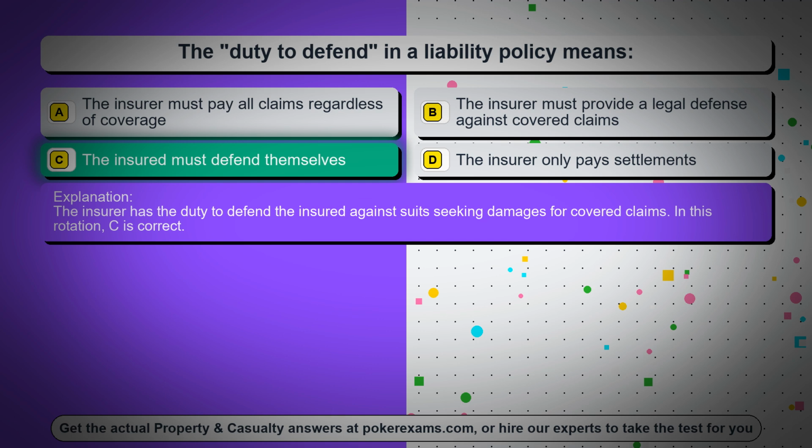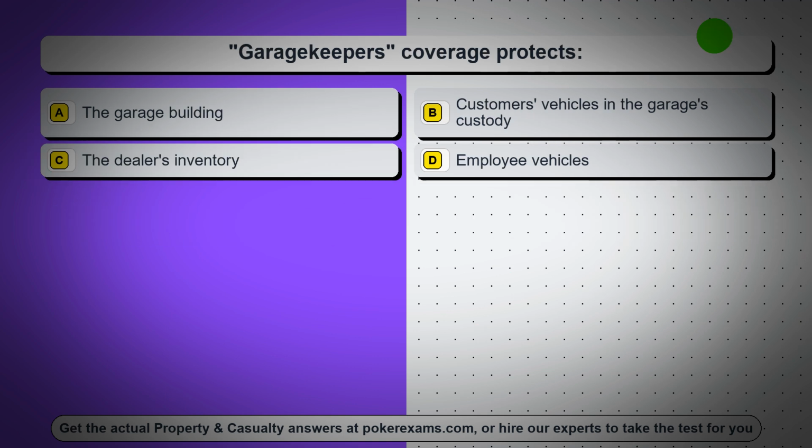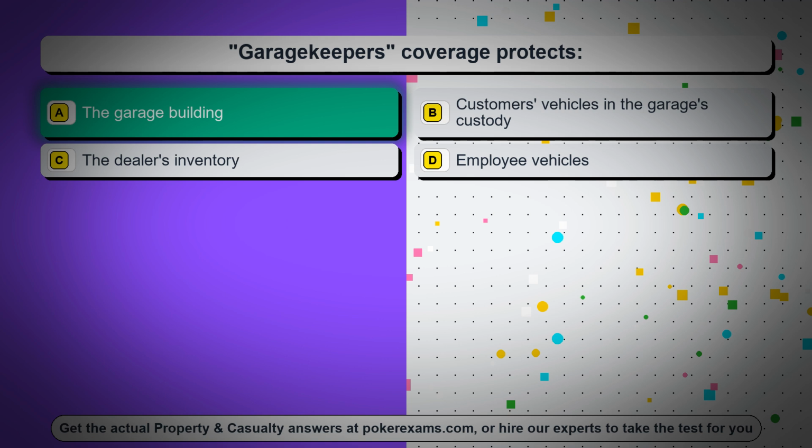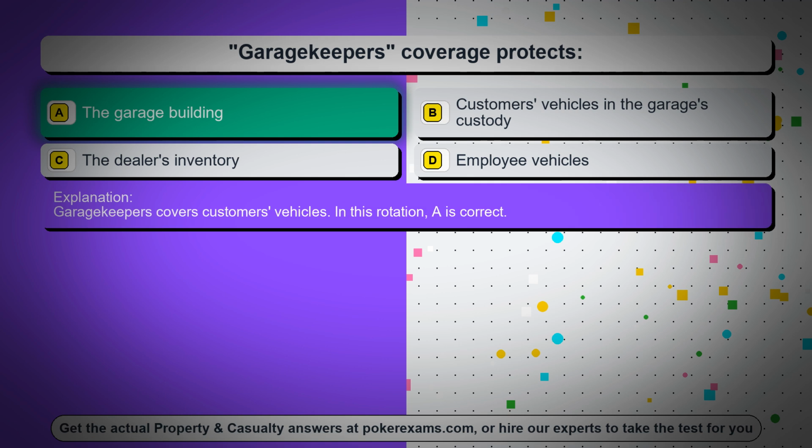In this rotation, C is correct. Question 55. Garage keepers coverage protects: Option A, the garage building. Option B, customers' vehicles in the garage's custody. Option C, the dealer's inventory. Option D, employee vehicles. The correct answer is option A, the garage building. Garage keepers covers customers' vehicles. In this rotation, A is correct.